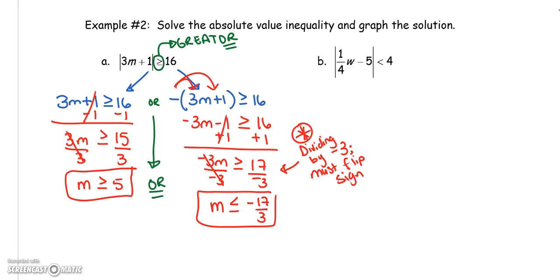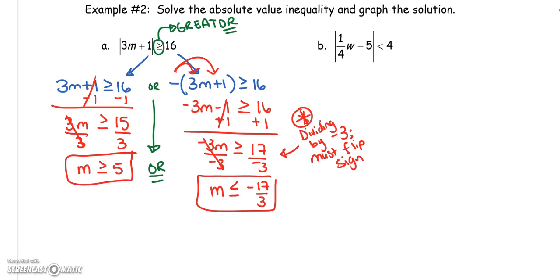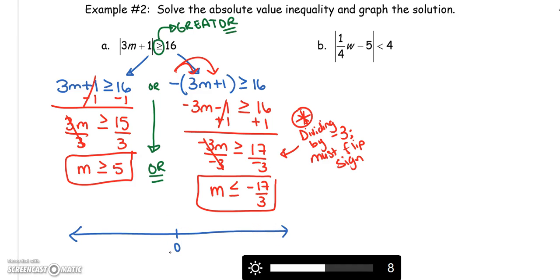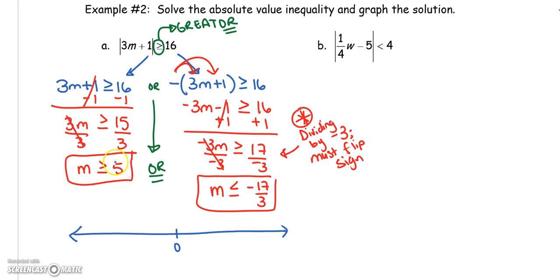They did want us to graph these solutions on a number line, so I'm going to create a number line. I like to always put my 0. M is greater than or equal to 5, so I'm going to go to 1, 2, 3, 4, 5.